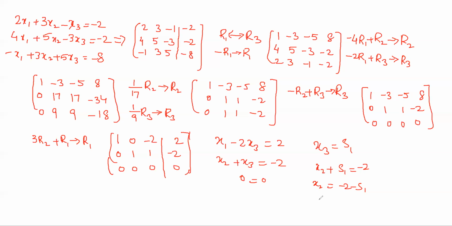And then x1 minus 2 x3 is equal to 2, where x3 is s1. So x1 will in this case be equal to 2 plus 2 s1. So the solution set will be 2 plus 2 s1, and minus 2 minus s1, and then s1. Okay, so this will be the solution set.